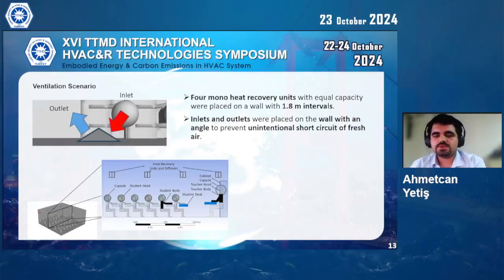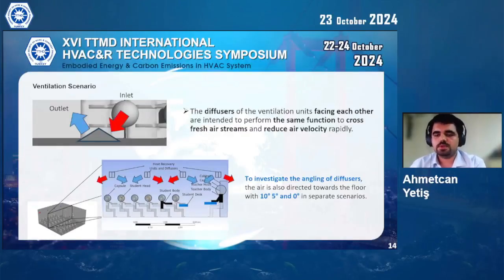The ventilation of the classroom in the model has been provided by 4 mono heat recovery units. These units have angled inlets and outlets to prevent short circuit of fresh air. As can be visualized in the figure below, diffusers facing each other are intended to perform the same function, to cross fresh air streams to effectively reduce air velocity at inlets. In these simulations at higher flow rates, inlet air velocities can be as high as 1.78 meters per second. Therefore, reducing air velocity to more comfortable levels is a must. In separate analyses, air inlets were directed towards the ground at 0, 5, and 10 degrees to investigate the effect of angling.